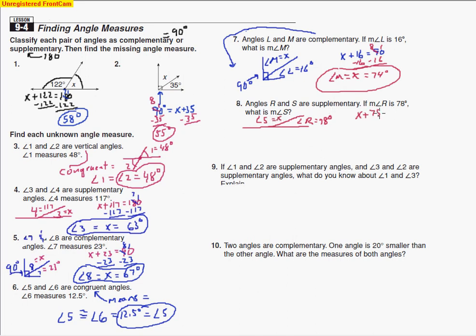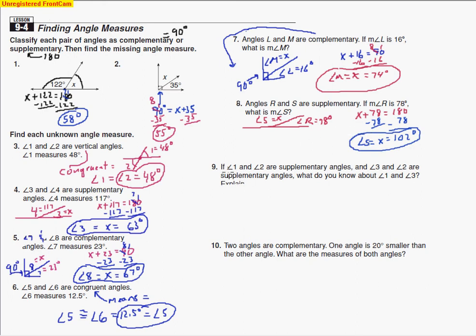So x plus 78 equals 180 degrees. So from there, all I'm going to do is subtract that 78 from both sides, and then do the subtraction. Leaves me with 102 degrees is the value of x, which again is angle S. So angle S is 102 degrees.